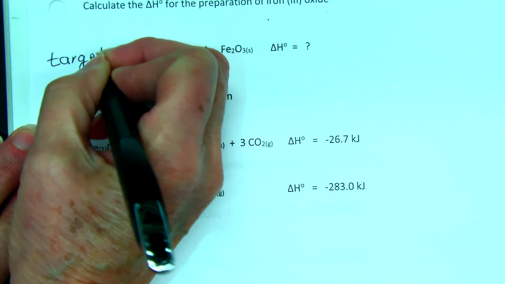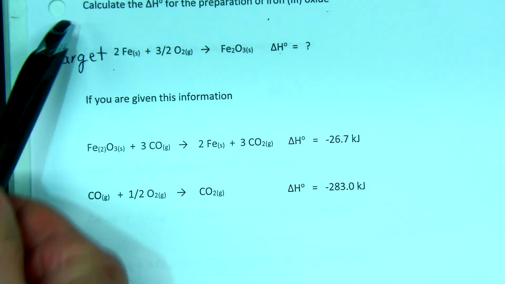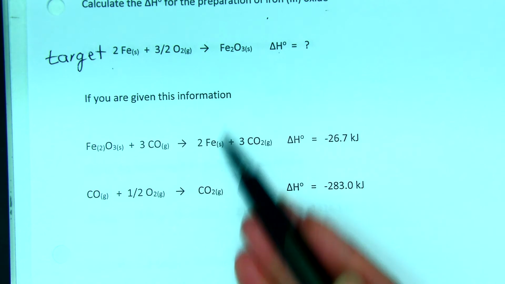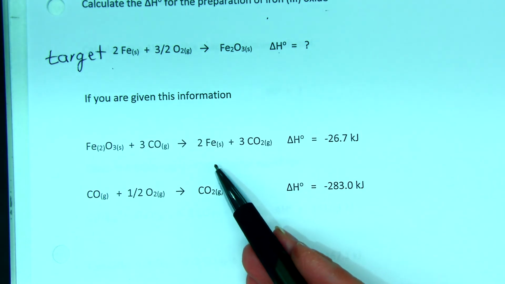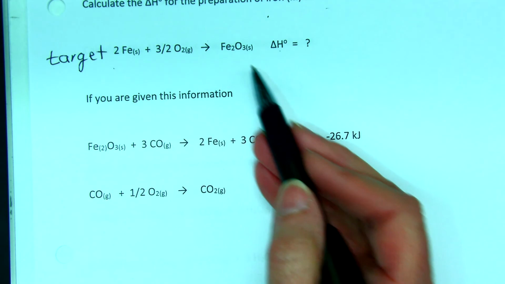I want to make this equation. And how can I make this equation from these pieces? So you look at all the pieces in your equation, and then you look for those same pieces in the same place in the other equations. So let's just start off with this one.